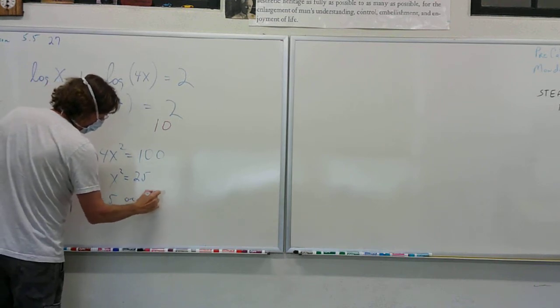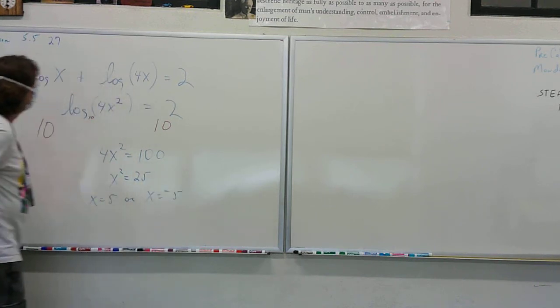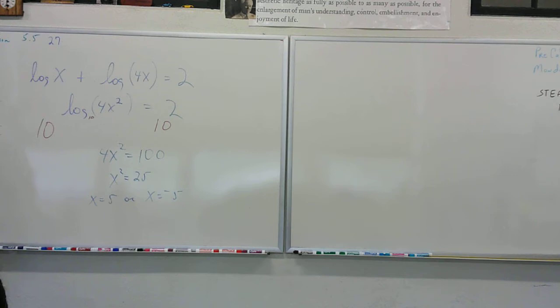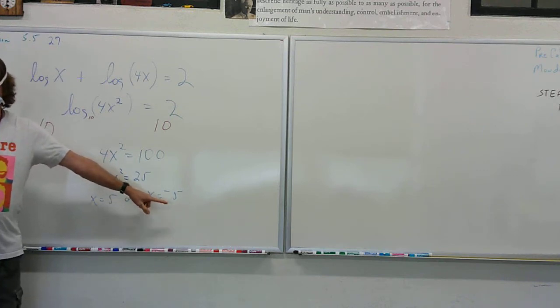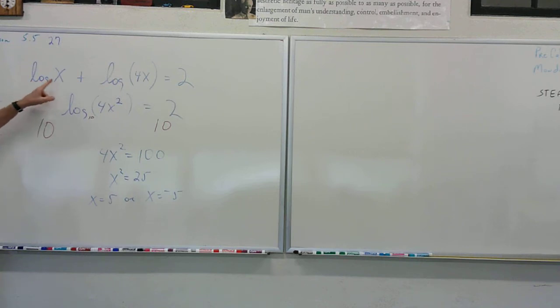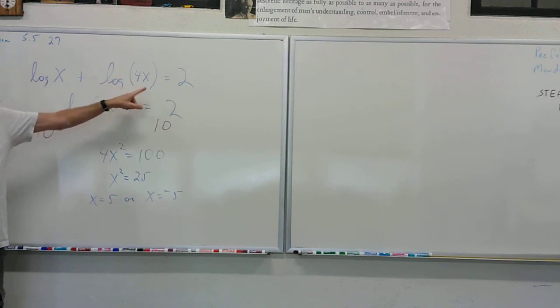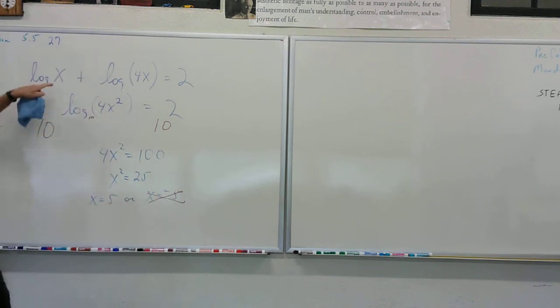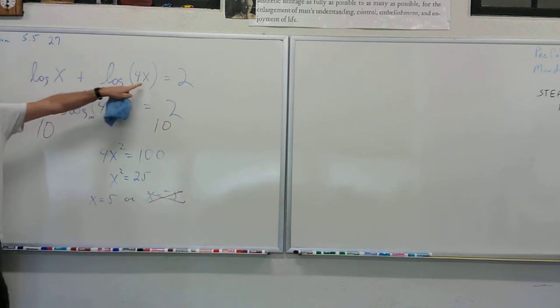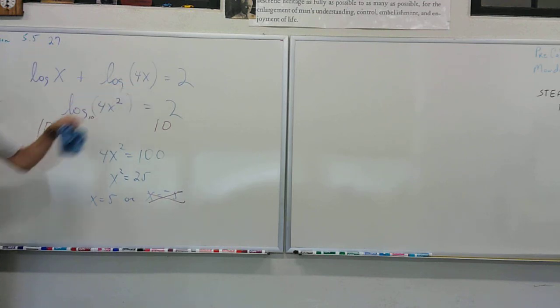Now, folks, you can't use the -5. Why can you not use the -5? Because it would have you taking the log of what kind of number? A negative. So that one won't work. Let's see if the 5 works. That would have you taking the log of a positive, so it works.